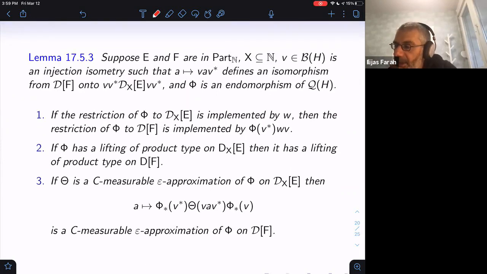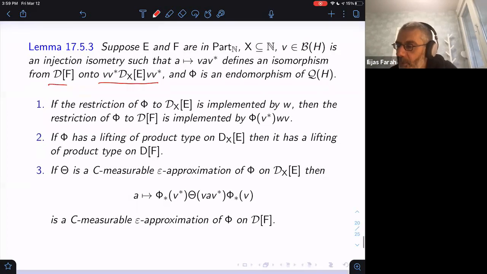So suppose that E and F are in Part, X is a subset of N, V is an injection isometry such that A goes to VAV star defines an isomorphism from D of F onto VV star DX E VV star, exactly like what we produced on the previous slide, except that we had DYF, but Y here is assumed to be all natural numbers, and phi is an endomorphism of the Calkin algebra. You see, in many of these lemmas, we don't need to know that phi is an automorphism. Everything works with an endomorphism already.